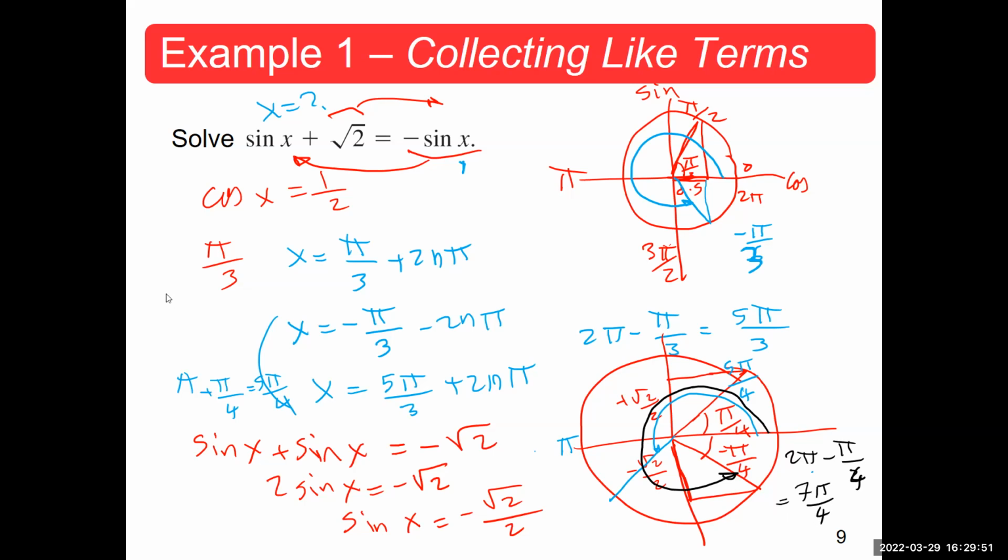Now we find the coterminal angles. I have one angle, 7 pi over 4, and another angle, 5 pi over 4. Then what is the solution? x equals 5 pi over 4 plus 2n pi. The other one, 7 pi over 4 plus 2n pi.